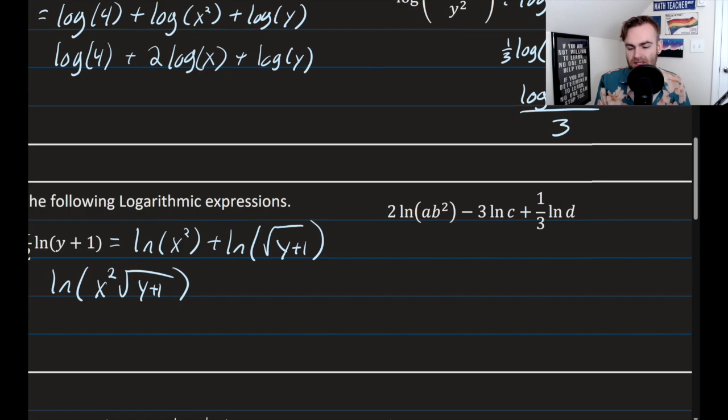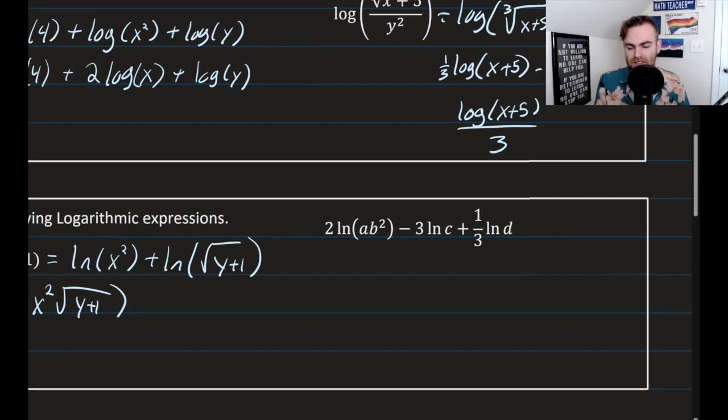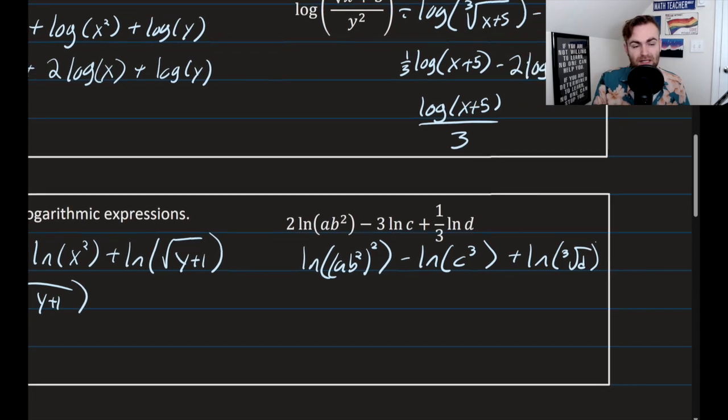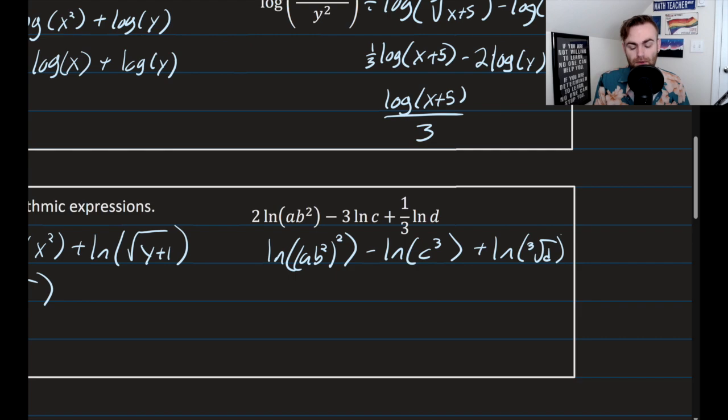Now we've got some interesting things here. We got 3 logarithms. So let's take our time here. First of all, we can bring the coefficients as powers. So the natural log of a b squared, squared, minus the natural log of c cubed, plus the natural log of the cube root of d. Now, this one's a little bit weird. A times b squared, squared is a squared b to the 4th. So I'm going to skip that step when I go forward.